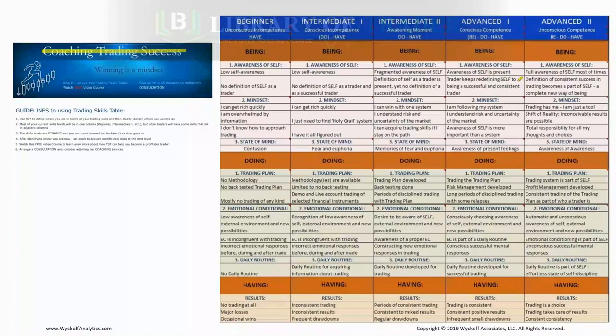What are we looking for here in this table? We just want to recognize where we are. What kind of trader are we? And we want to understand where we want to go. You look at this from different levels. You also look at it from the point of the consciousness that you have, and from the concept of being, doing, and having, right? So being is obviously the highest level concept, and having is the lowest.